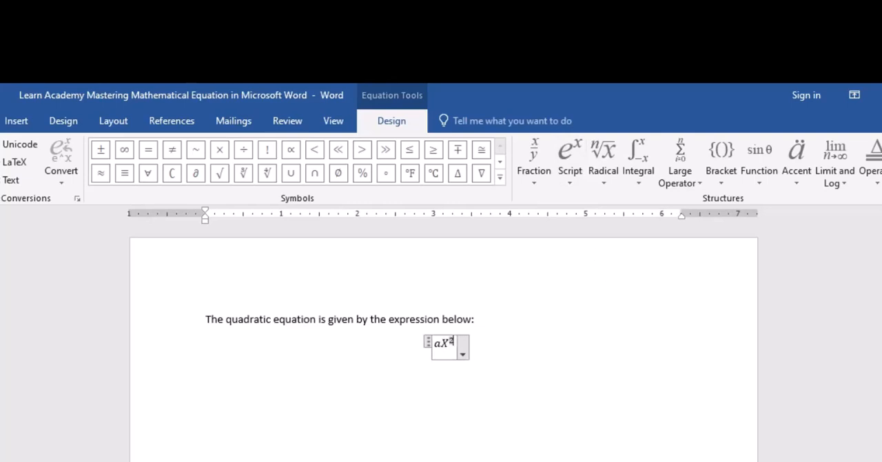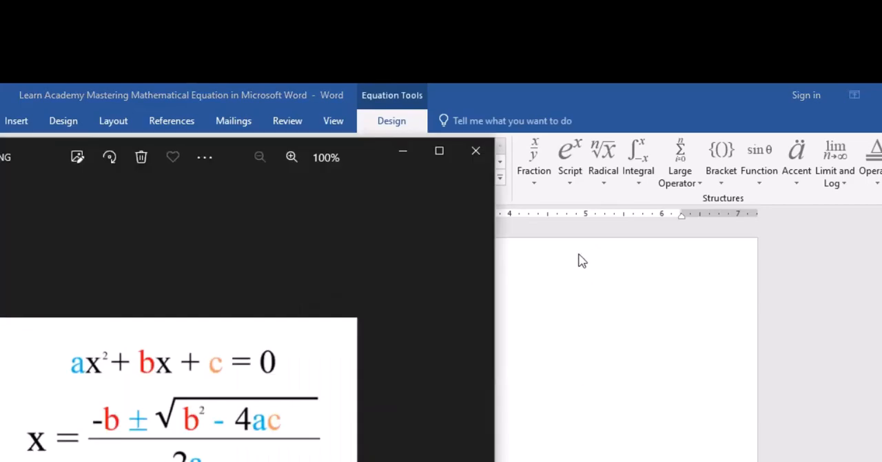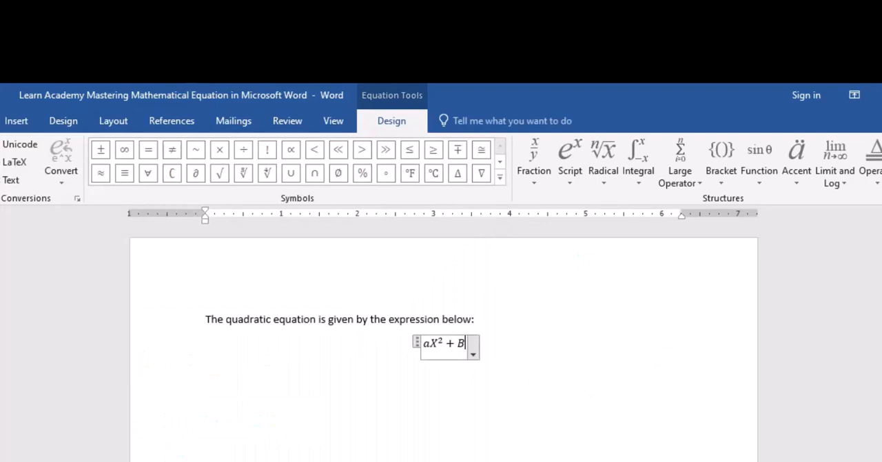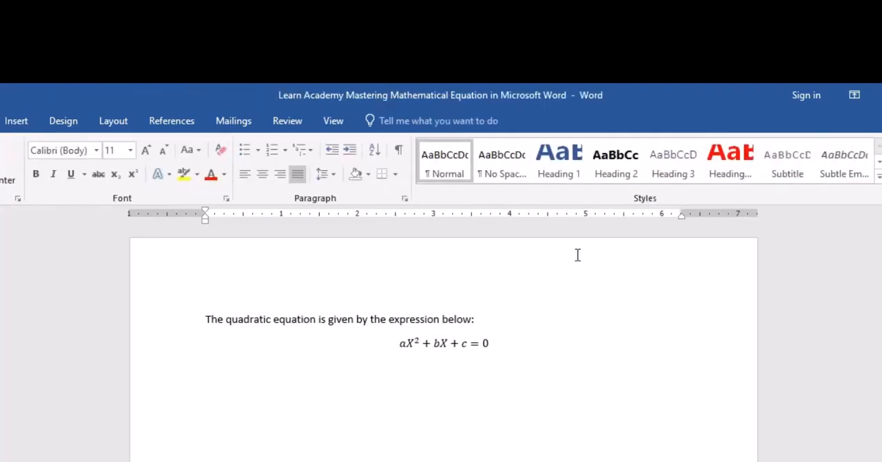So I put my x square, then I simply hit the plus sign. Then I have my bx, so I type b, then I put my x, then plus c, so type plus, then c, then equals 0. So I have the first one here equals 0.